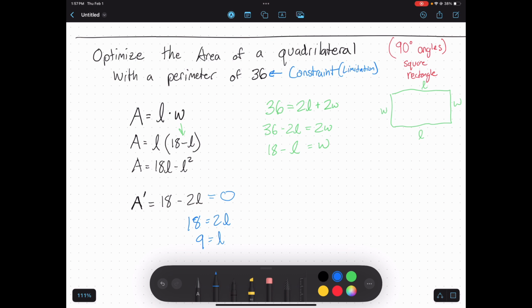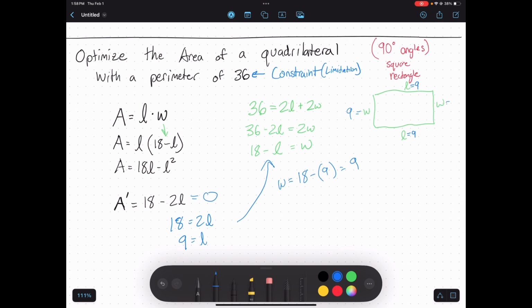So, in order to optimize the area of this quadrilateral that has a perimeter of 36, I want my length to be 9. Okay. Well, what does that mean my width is going to be? To figure out my width, I can just come right back up to this equation, and my width is just equal to 18 minus what my length was. My length is 9, so I plug in 9, and I get 18 minus 9 is also 9. So that means my width also needs to equal 9. And sure enough, to optimize the area of this quadrilateral, what shape does it need to be? It needs to be a square. A square will optimize the area of a quadrilateral.